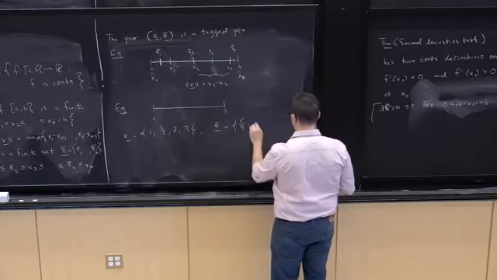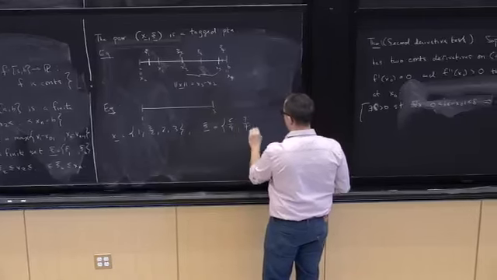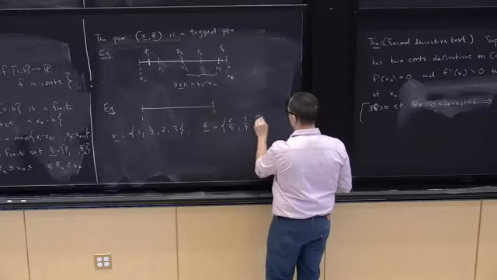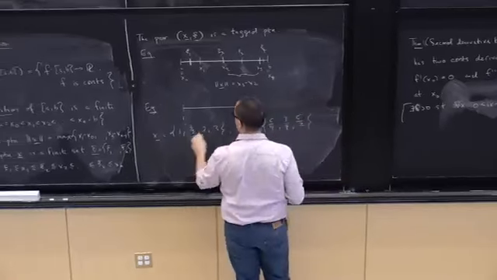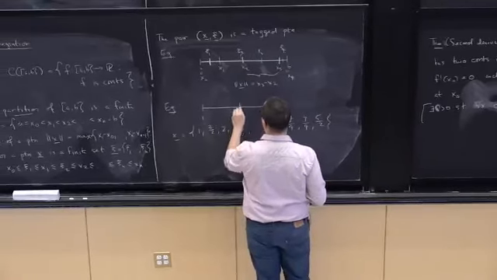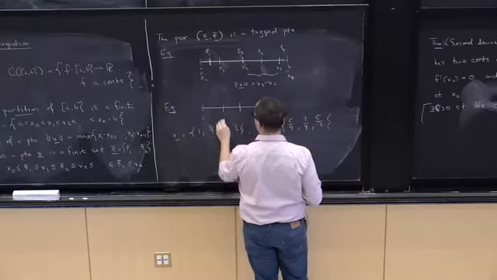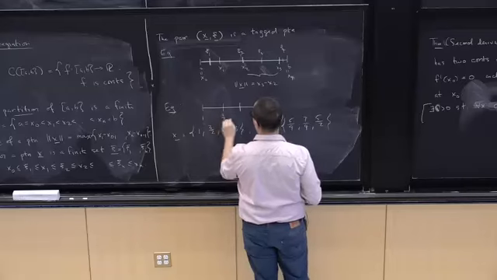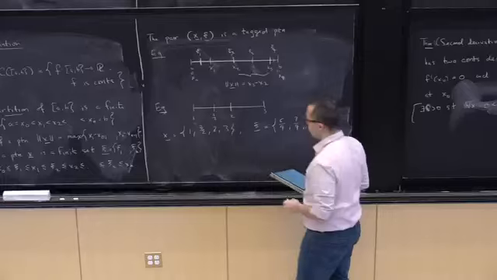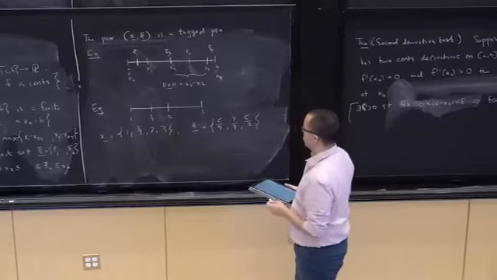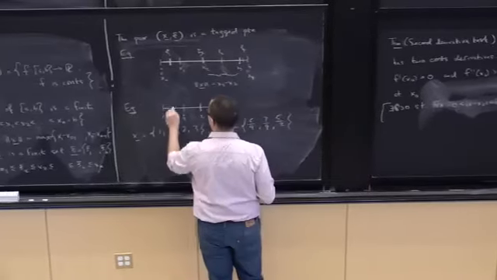5/4, just the midpoint, 7/4, 5/2. So my partition is 1, 3/2, 2, 3. Those are my partition points. And meanwhile, my tags are the midpoints.